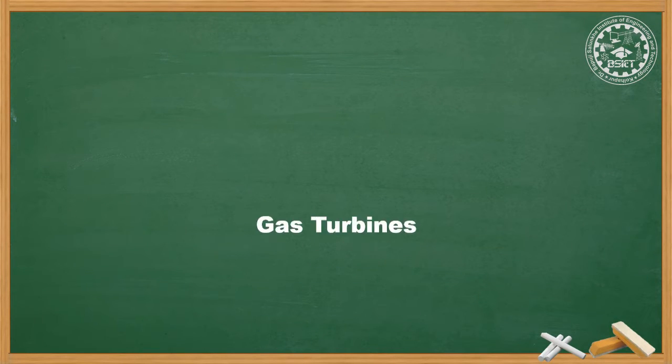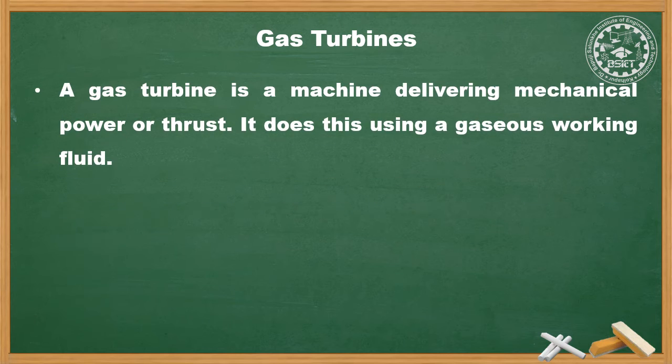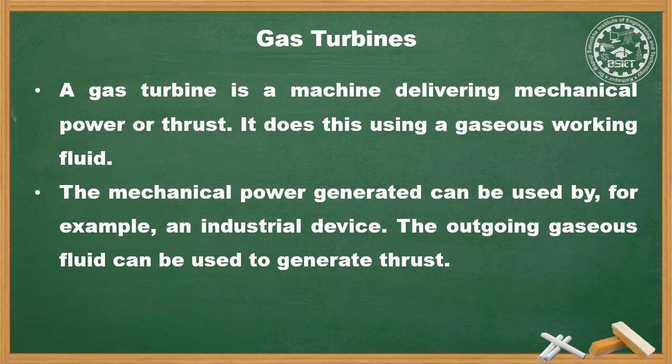Starting with gas turbine. The gas turbine is a machine delivering mechanical power or thrust. It does this using a gaseous working fluid. The mechanical power generated can be used, for example, by an industrial device. The outgoing gaseous fluid can be used to generate thrust. The gas turbine obtains its power by utilization of the energy of a jet of burned gases and air, the velocity of the jet being absorbed as it flows over several rings of moving blades which are fixed to a common shaft.